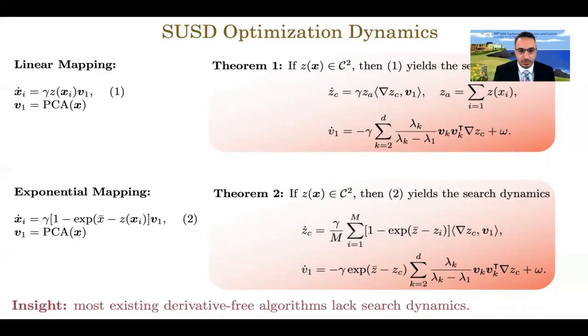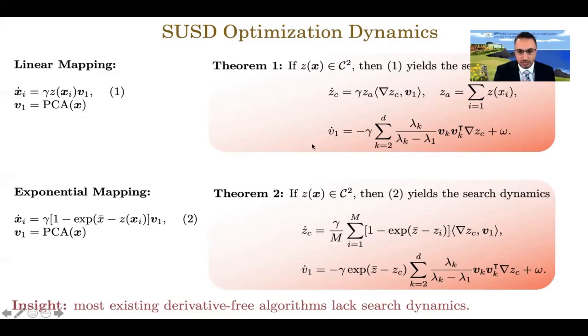A significant property of the SUSD optimization is that we are able to obtain what we call the search dynamics, or the optimization dynamics. This is in contrast to most existing derivative-free optimization algorithms, which lack search dynamics. What we mean by the search dynamics is the dynamics of the measurement at the center and the dynamics of the SUSD direction. We obtain these dynamics for both mappings, the linear map and the exponential map.